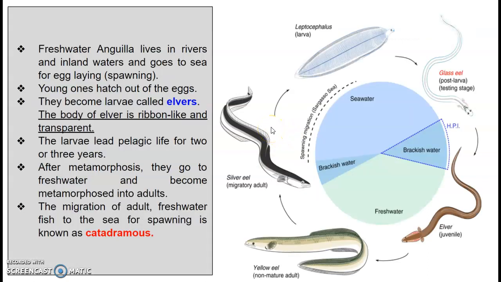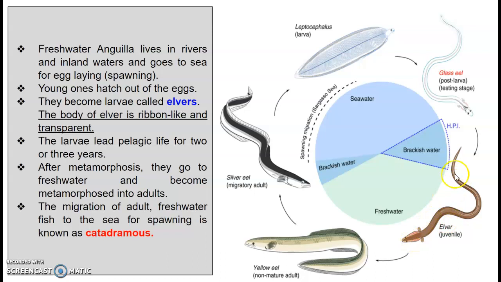Now when we speak about the life cycle of the angula, we can see that the freshwater angula live in the rivers or the inland waters and they go to the seawater for spawning. They migrate to the brackish water and then to the sea water for laying the eggs. From the egg, the larvae hatch out, and the larvae are known as elvers. The nature of the elver is that the body is ribbon-like and transparent. So this is the elver, the juvenile of the angula.